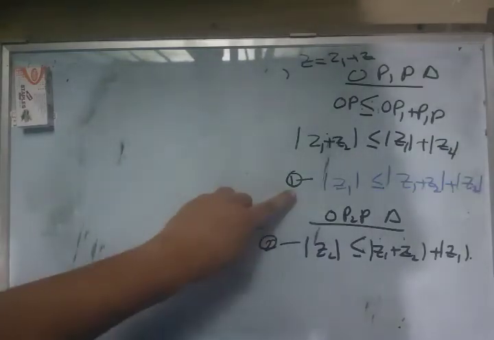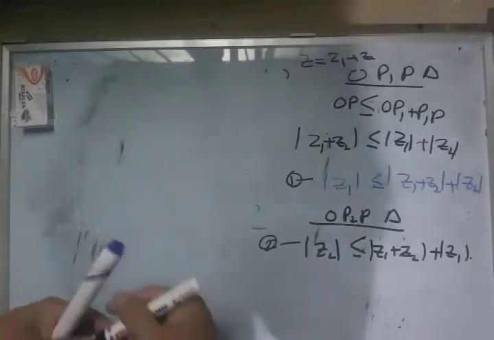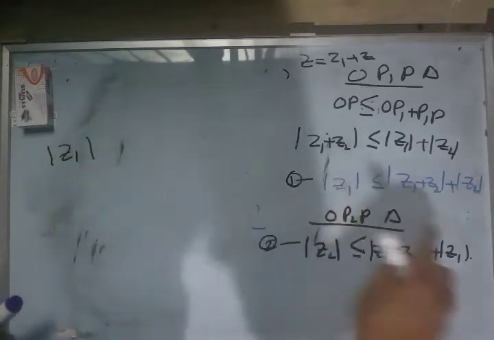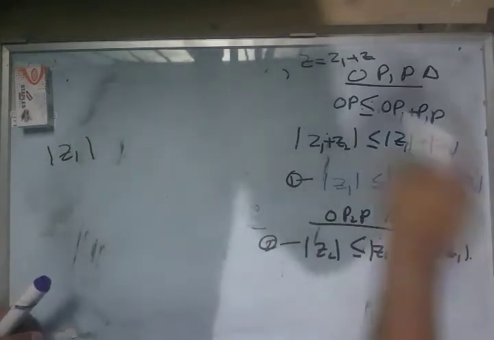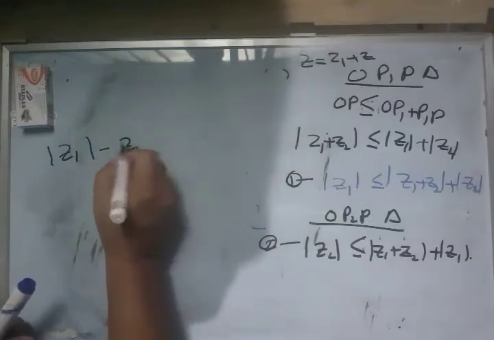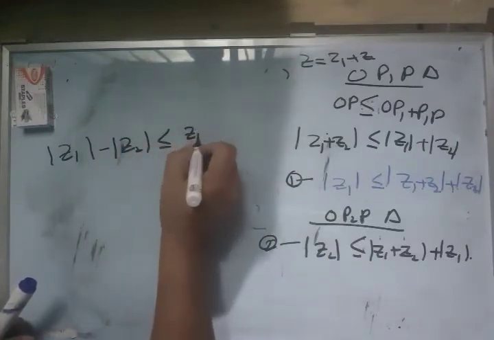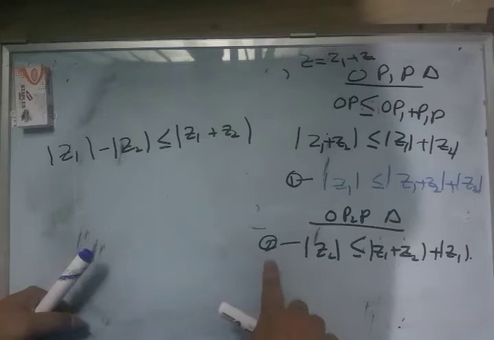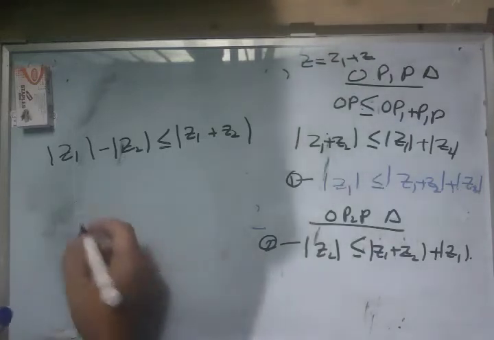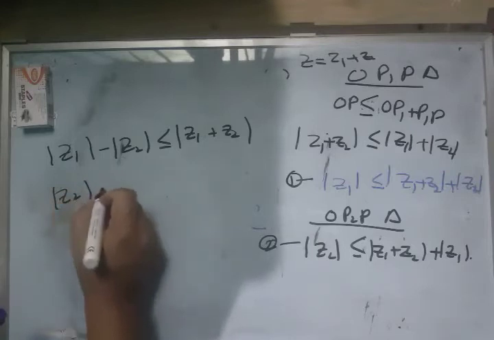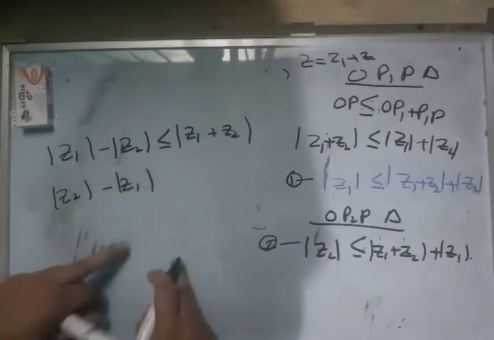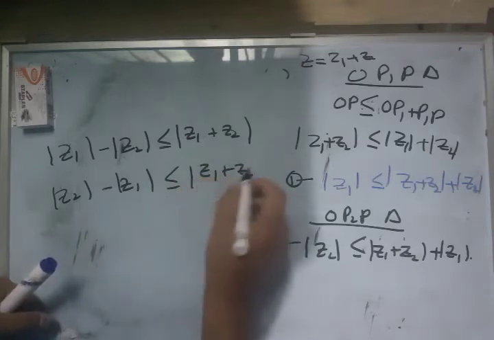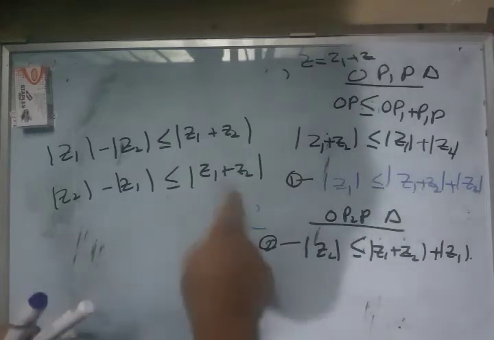Now we can simplify 1 and 2 further. I'm just going to take this modulus of z2 to the other side. The modulus of z1 minus the modulus of z2 is less than the modulus of the sum. Look here, this one also means the modulus of z2 minus the modulus of z1 is less than the modulus of the sum of the two complex numbers.